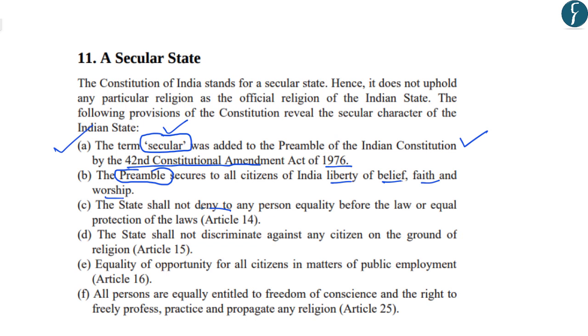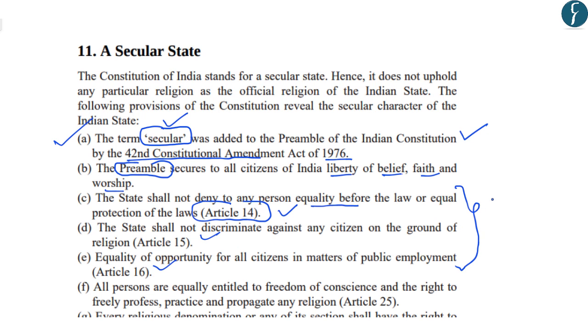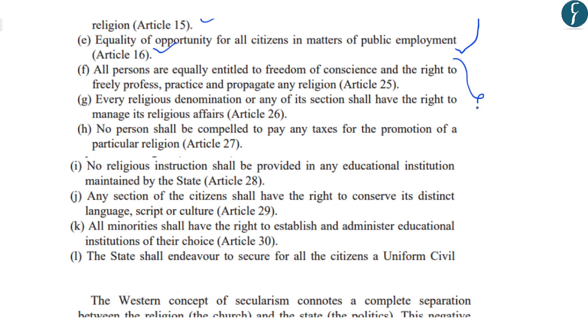Thirdly, Article 14, which is related to the right to equality, states that the state shall not deny to any person equality before the law or equal protection of the laws. Which means that the right to equality in the fundamental rights is also related to the concept of secularism, as has been highlighted in Articles 14, 15, and 16. And we know that in Article 17, the practice of untouchability has been abolished, which is also a feature of secularism in the Indian context. Further, Articles 25 to 30 provide the concept of secularism as it has been practiced in India. In this, Articles 25 to 28 deal with the freedom of religion, and Articles 29 and 30 deal with cultural and educational rights.